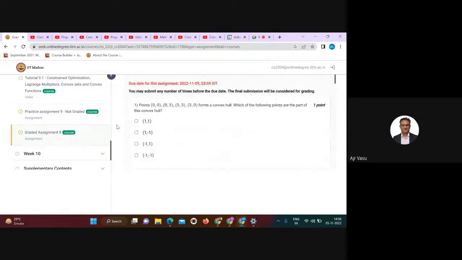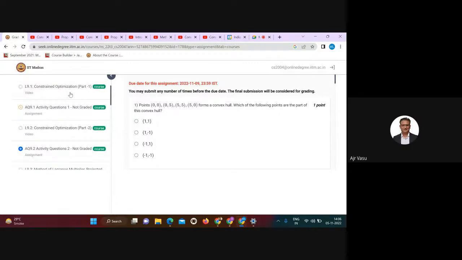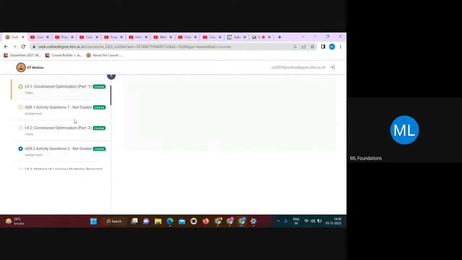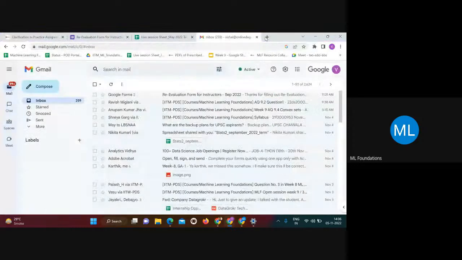Other than that, I have quite a few conceptual questions in this week. So we'll start from the first. Yeah, the constraint optimization. So I'll just open the slide.